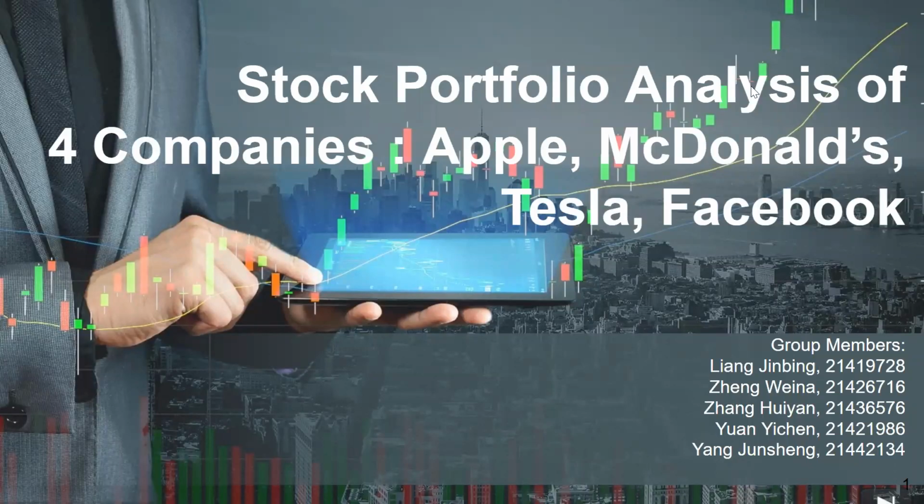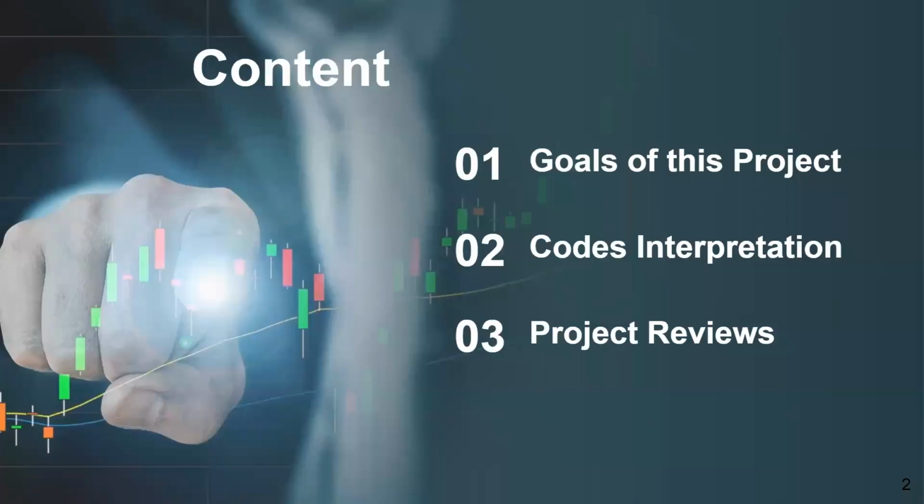Hello, everyone. Now I'm going to share our group project here, and our topic is stock portfolio analysis for the four companies: Apple, McDonald's, Tesla, and Facebook. Our presentation will include three parts: goals of the project, code interpretation, and project reviews.